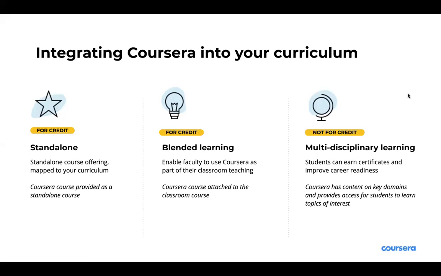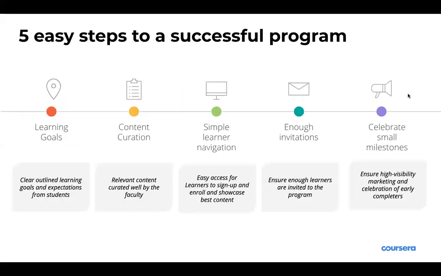Once you've decided the use case for Coursera, it's a simple 5-step process to running a successful program. The first is ensuring that your learning goals and use case are communicated to both students and faculties across campus.